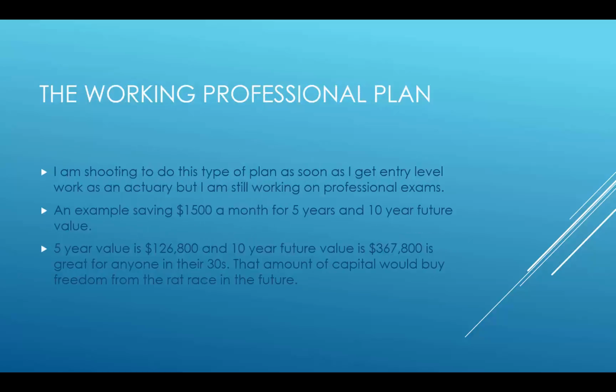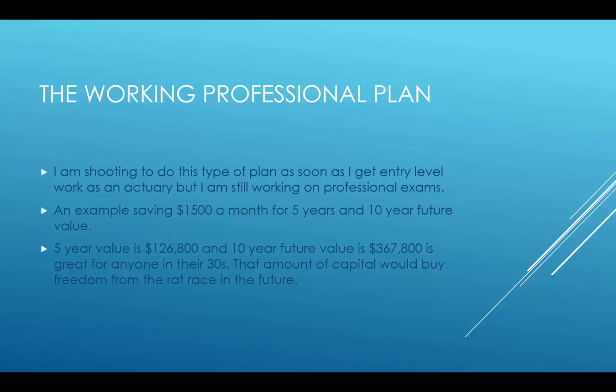Now, this is what I think about the working professional plan. This is what I'm shooting for as soon as I get my entry-level actuary job. So the example is saving $1,500 a month for 5 years, and then we're going to look at the 10-year future value with continued contributions every month. So in 5 years, you'll get about $126,800, and the 10-year future value is $367,800. It's great for anyone who has just approached their 30s and has been saving for 10 years.